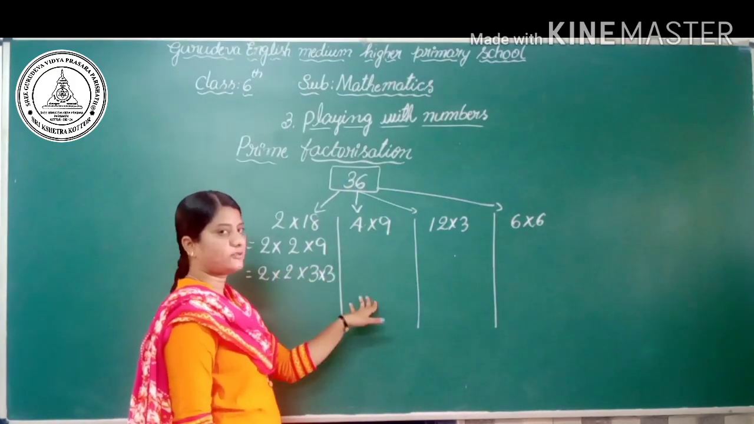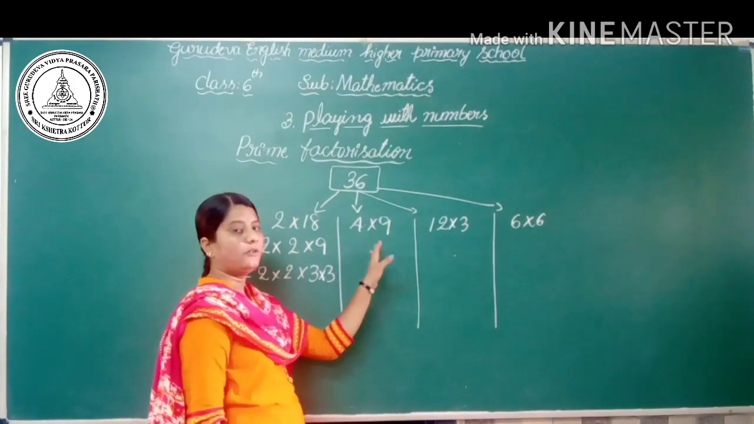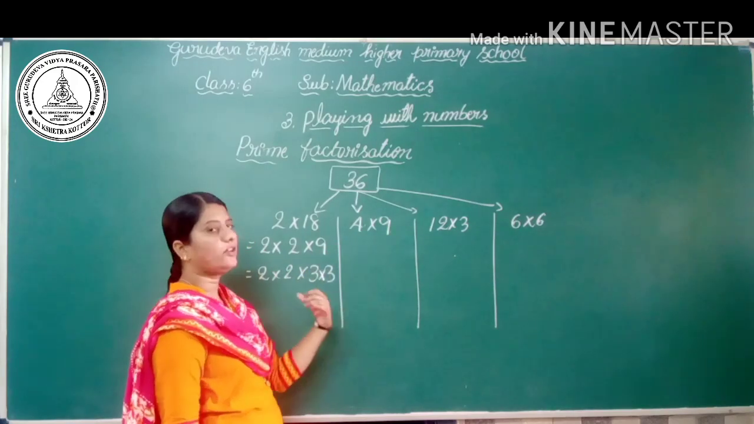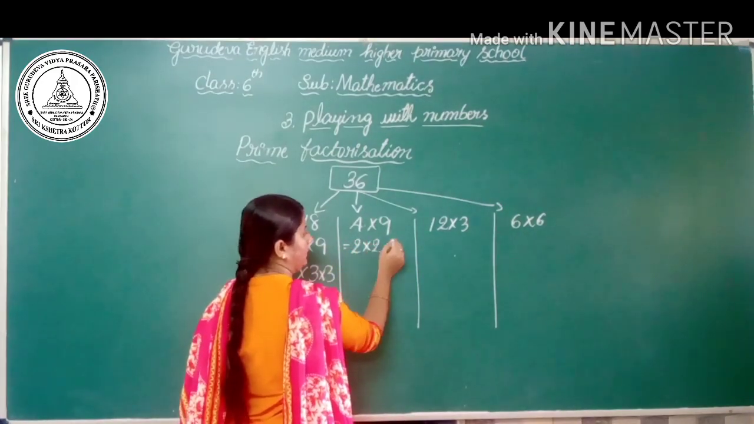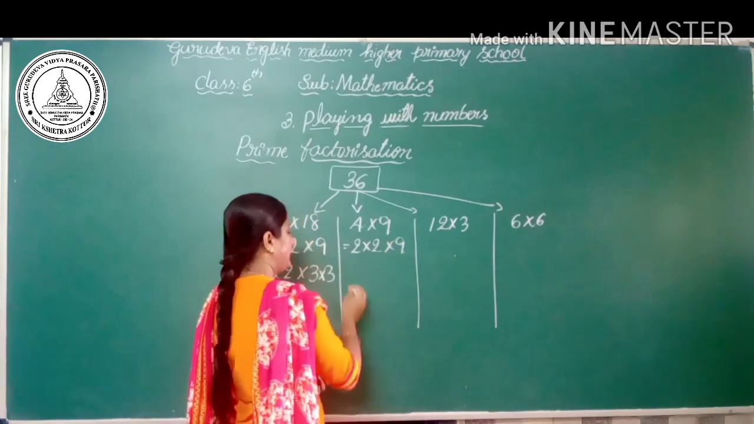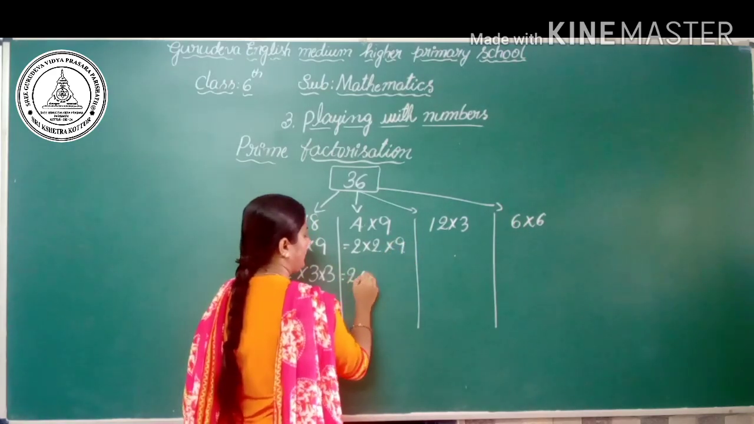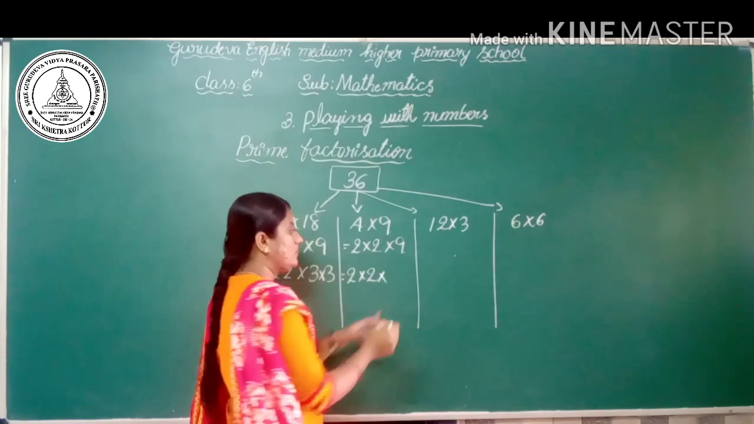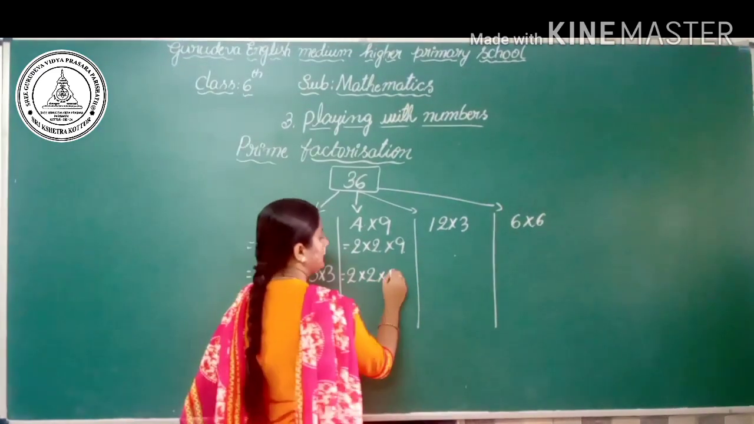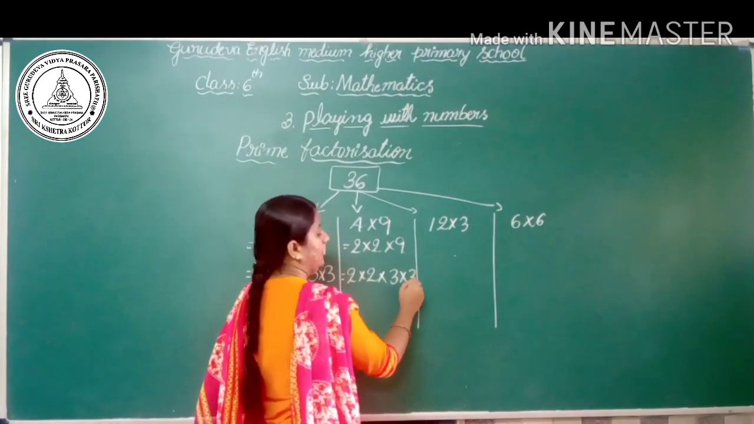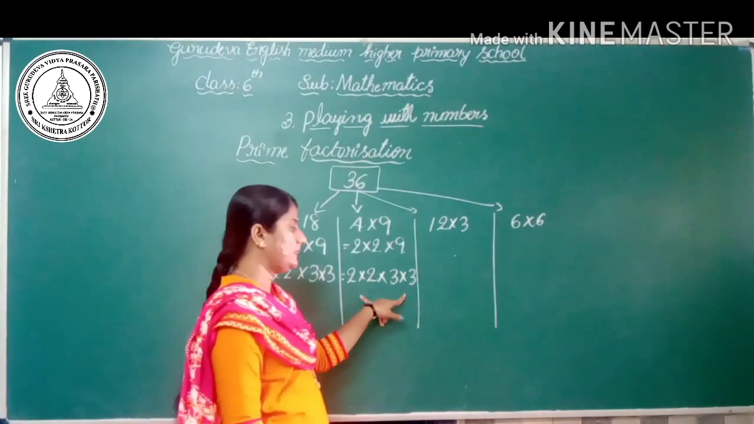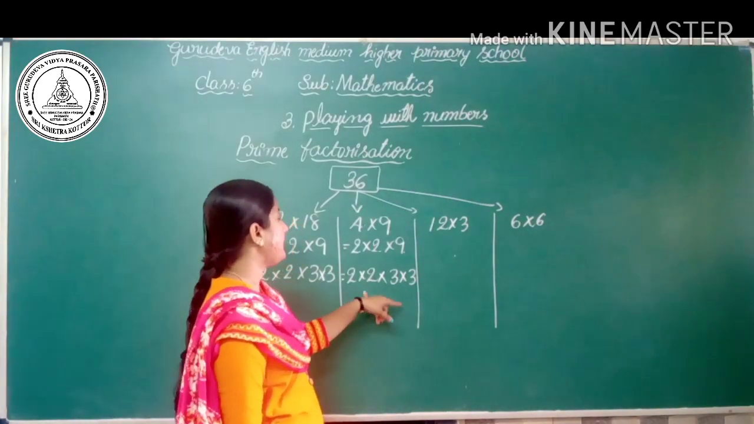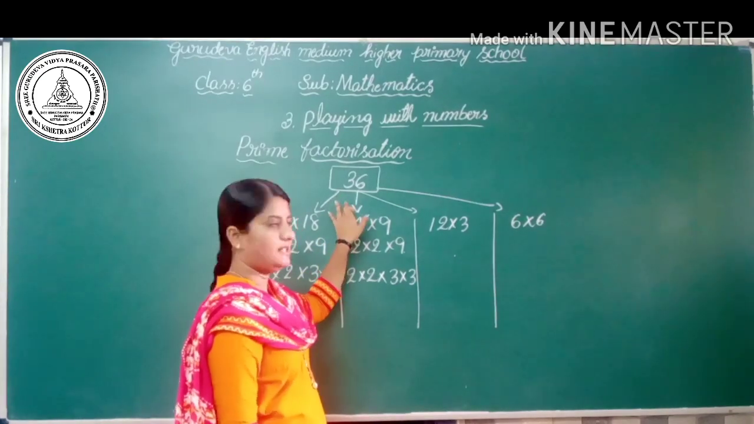Then the next factors are 4 and 9. 4 can be written as 2 into 2, and 9 can be written as 3 into 3. You can also observe here 2 and 3 are prime numbers, hence it is the prime factorization of 36.